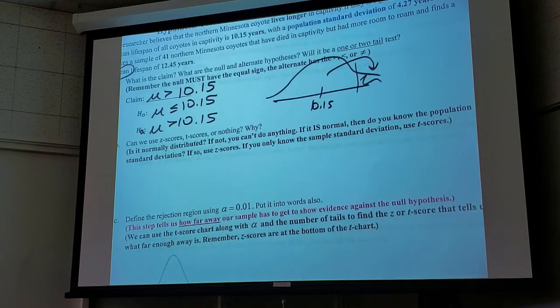Because if I find evidence that it is greater than 10.15, can't I say that that's evidence that it isn't at most 10.15, right? If I find evidence that it's bigger than 10.15, can't I also say that's evidence that it is not at most 10.15? Yeah. Because it looks like it's greater, right? So I want to capture both sides of the argument here.